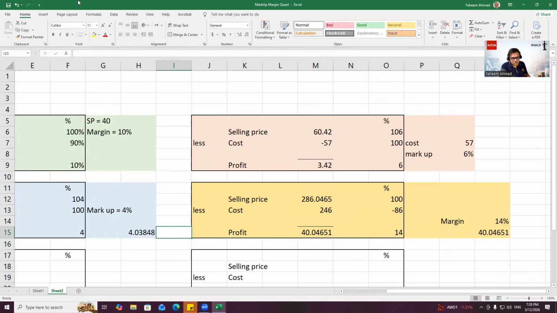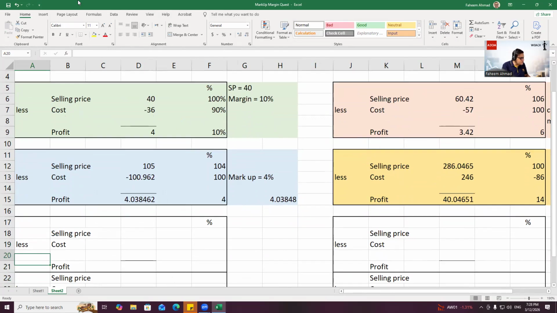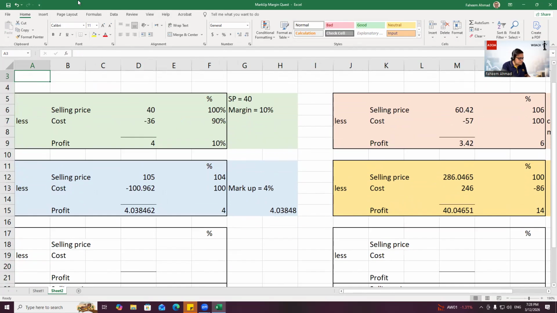Let's solve two more quick examples. Okay, this time I will take margin of 15% and I will take cost. These types of questions are more difficult. Let's say cost is 56.